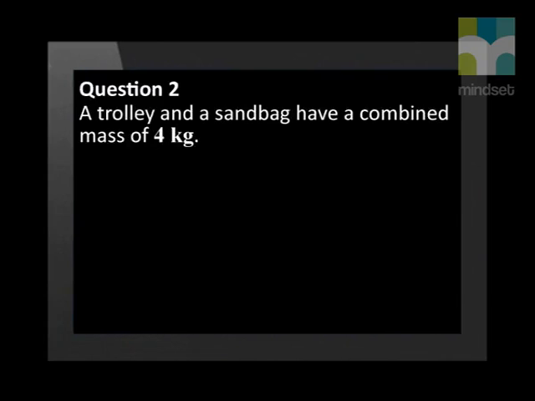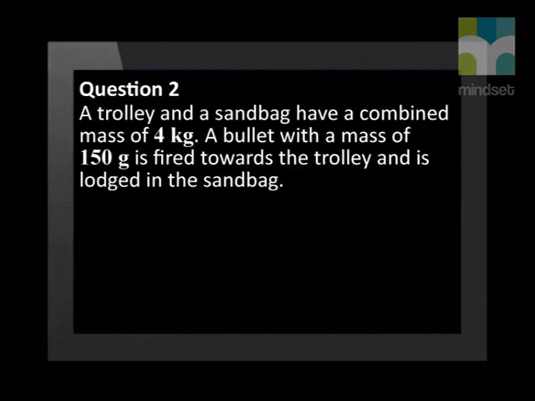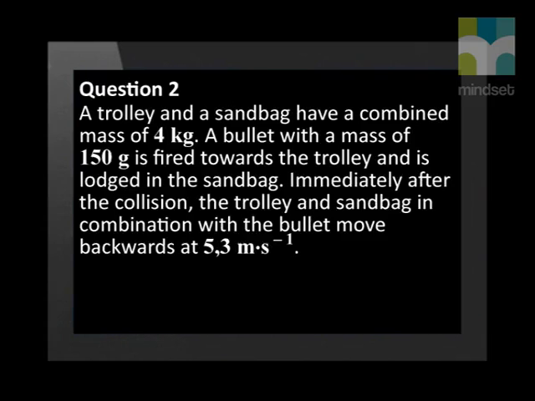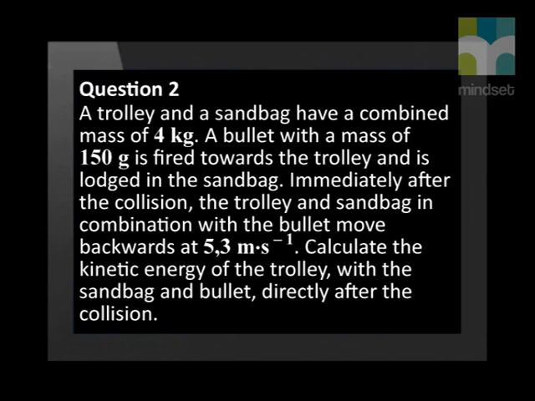A trolley and a sandbag have a combined mass of 4 kilograms. A bullet with a mass of 150 grams is fired toward the trolley and is lodged in the sandbag. Immediately after the collision, the trolley and sandbag in combination with the bullet move backwards at 5.3 meters per second. Calculate the kinetic energy of the trolley with the sandbag and the bullet directly after the collision.